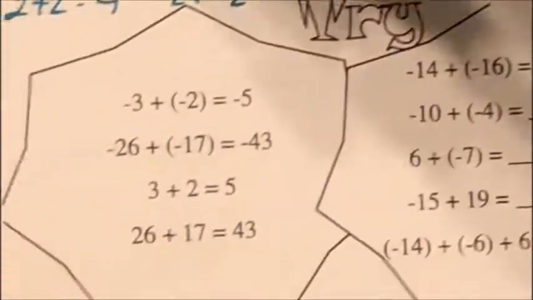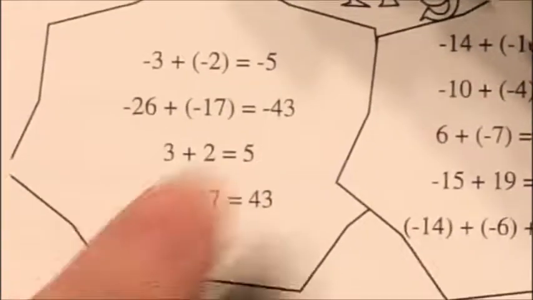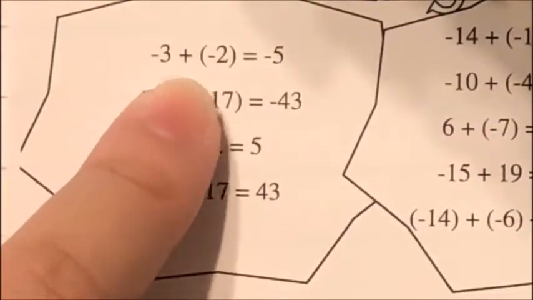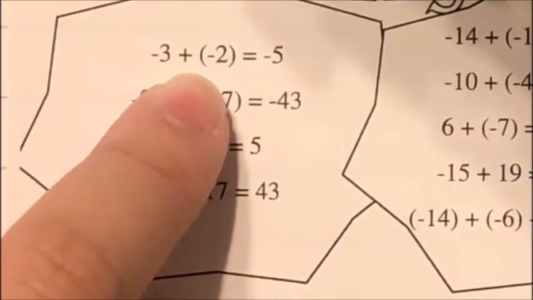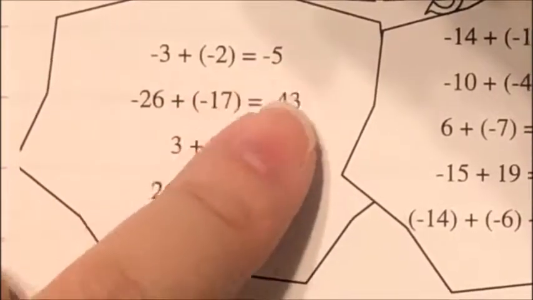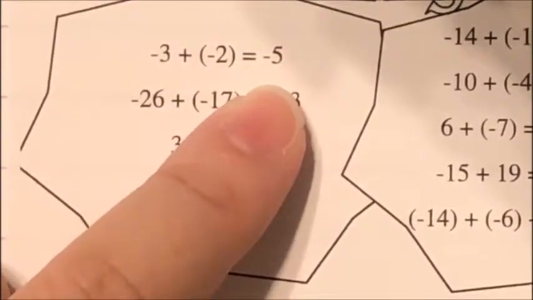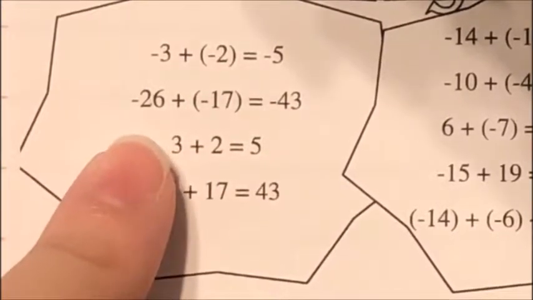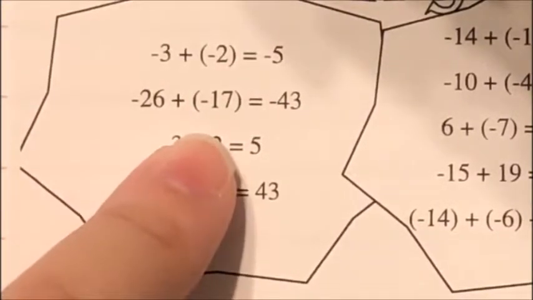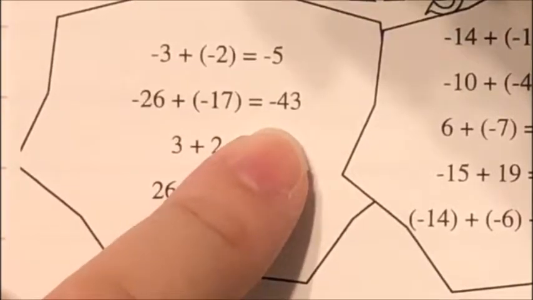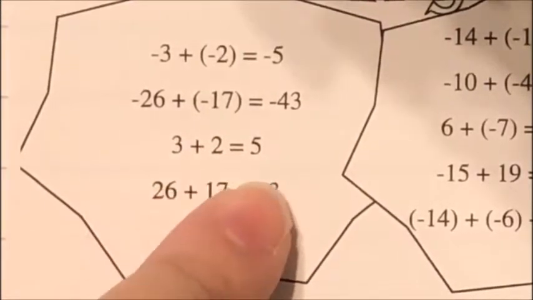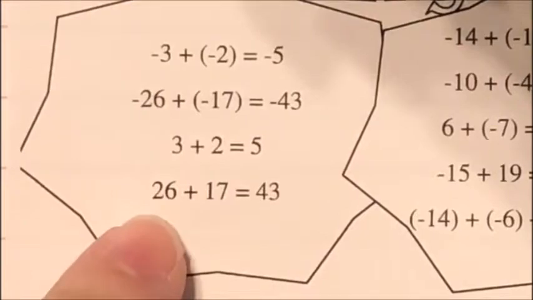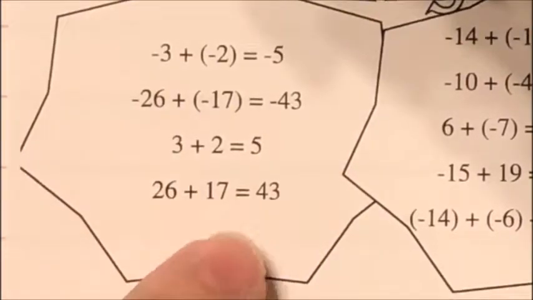I have a couple of other examples down here. So these are same signs. Negative 3 plus negative 2. So same signs. 3 plus 2 is 5. Both negative, so my answer is negative. Negative 26 plus negative 17, negative 43. 3 plus 2 is 5. 26 plus 17 is 43.